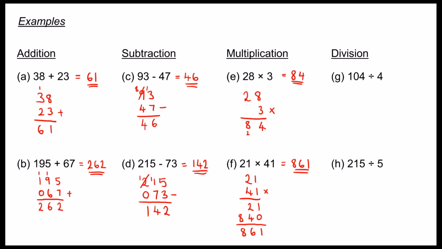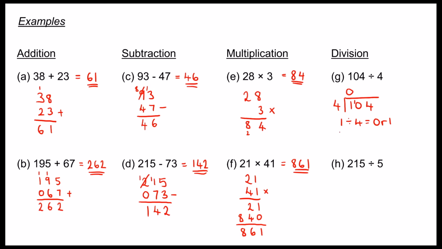So now looking at the division questions. In order to do a division, I want to use my bus stop method, and as I'm dividing by 4, I'm going to put the number 4 on the outside and 104 on the inside, as that's the number I'm dividing into. Now every number on this inside part of my bus stop needs to be divided by 4. So I start off with 1 divided by 4, which gives me 0 remainder 1. So on the top I put 0 and I carry the remainder onto the next number along.